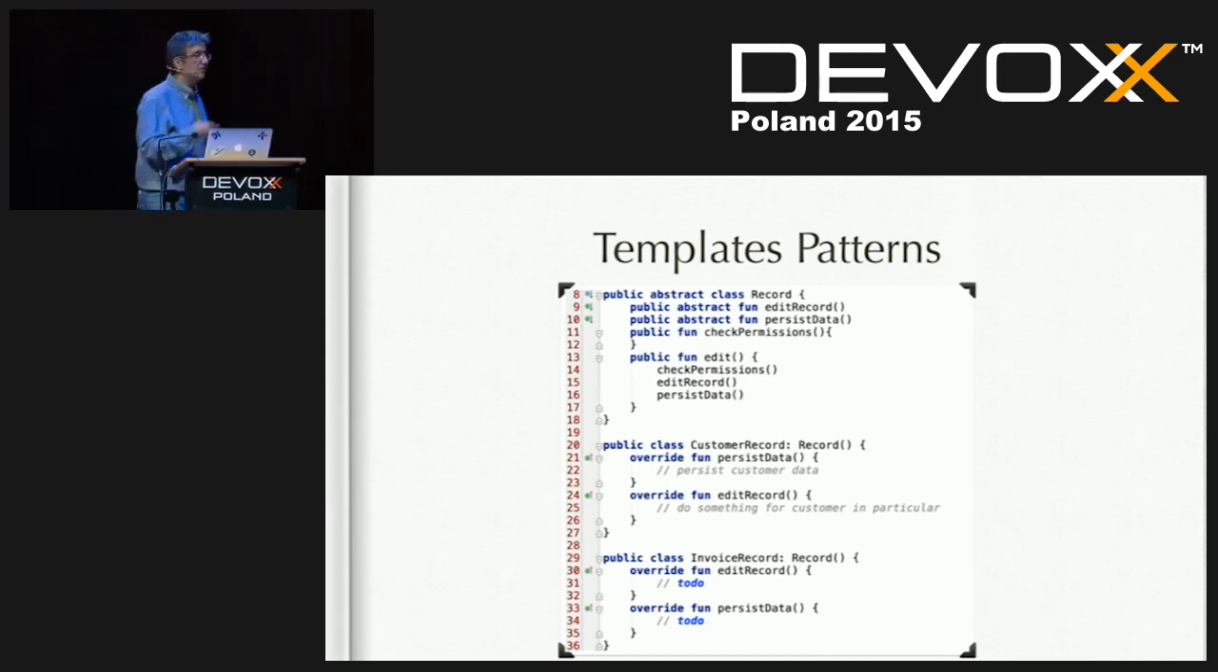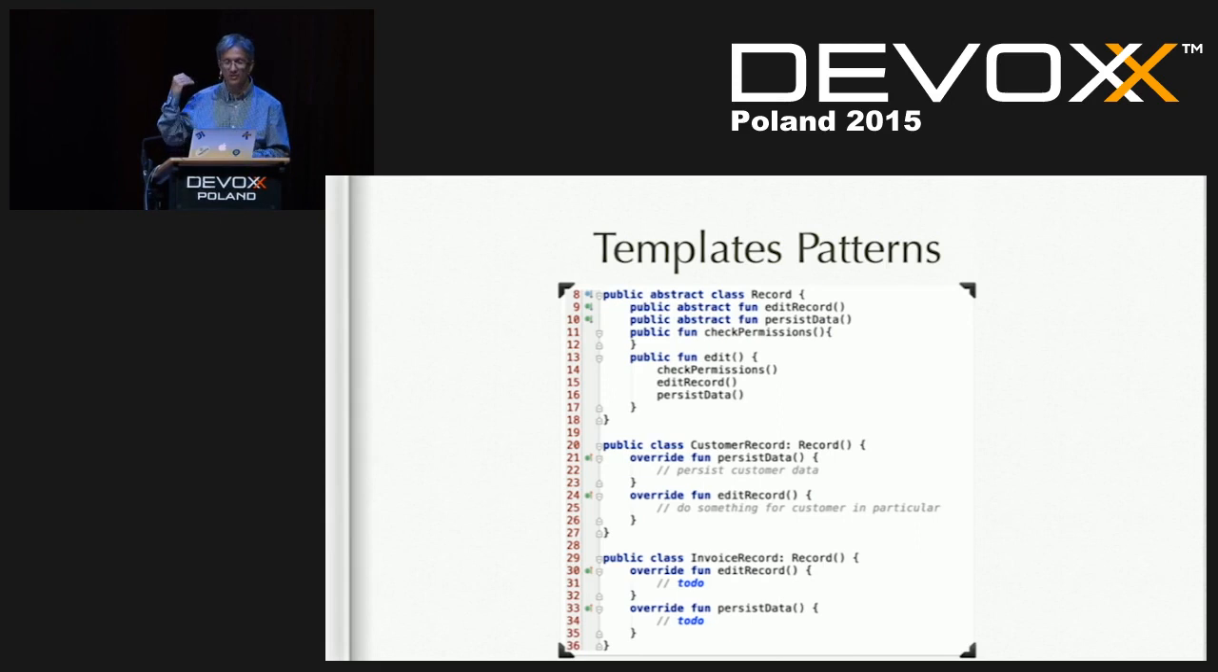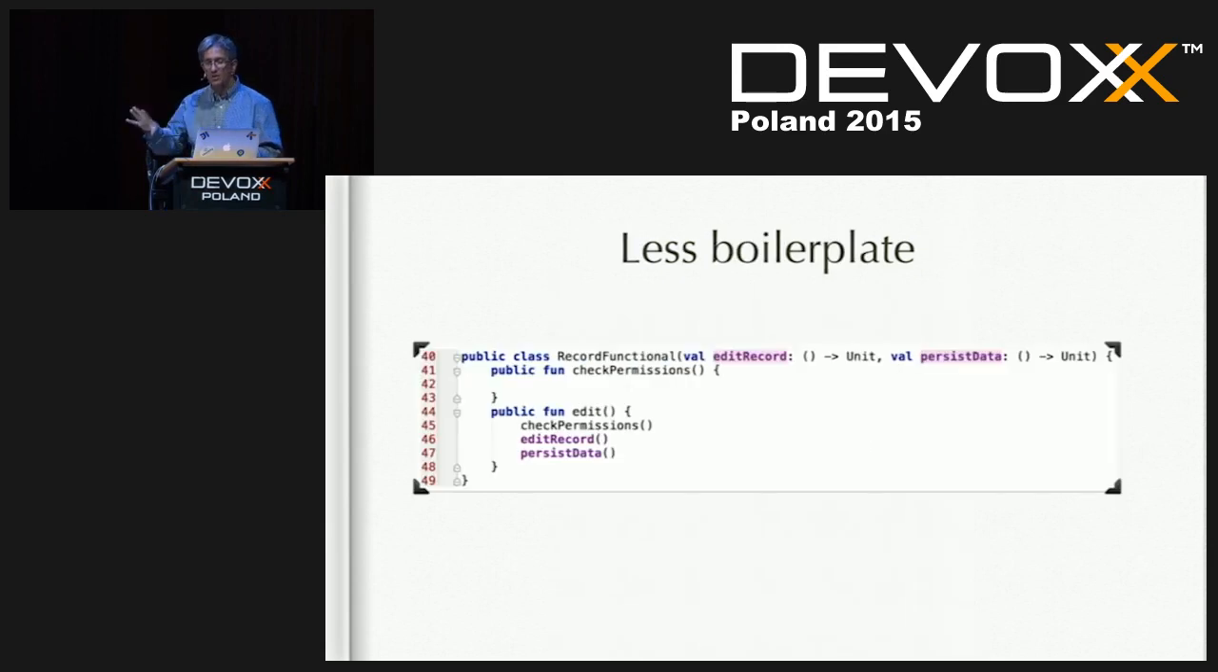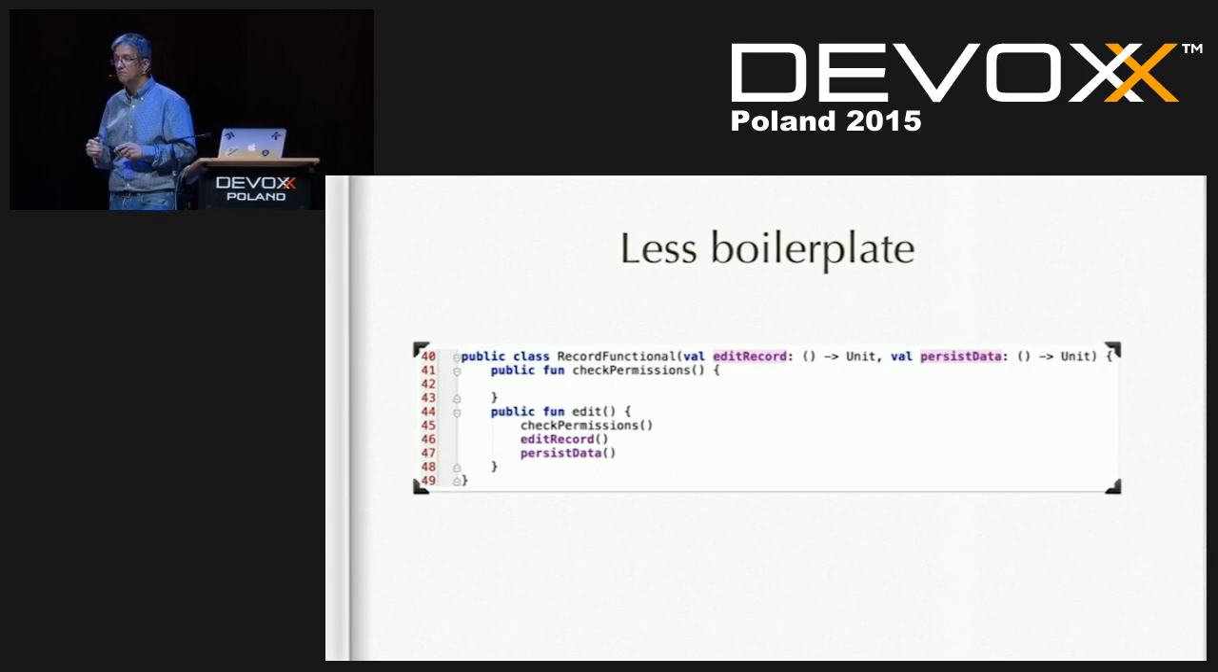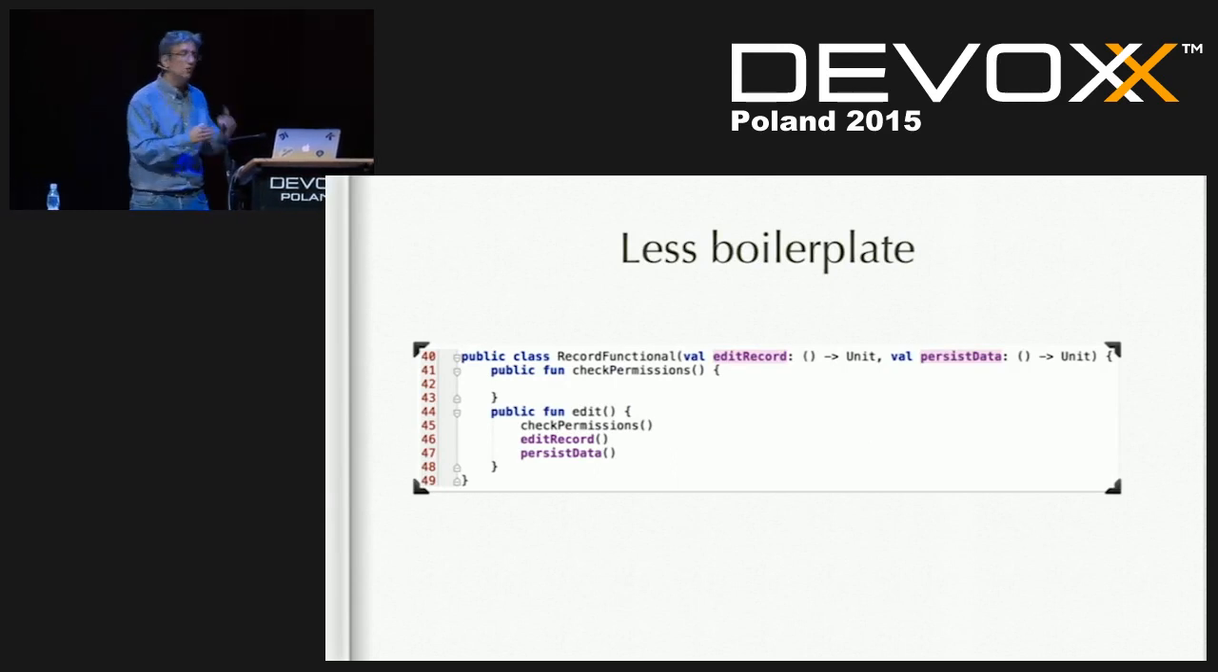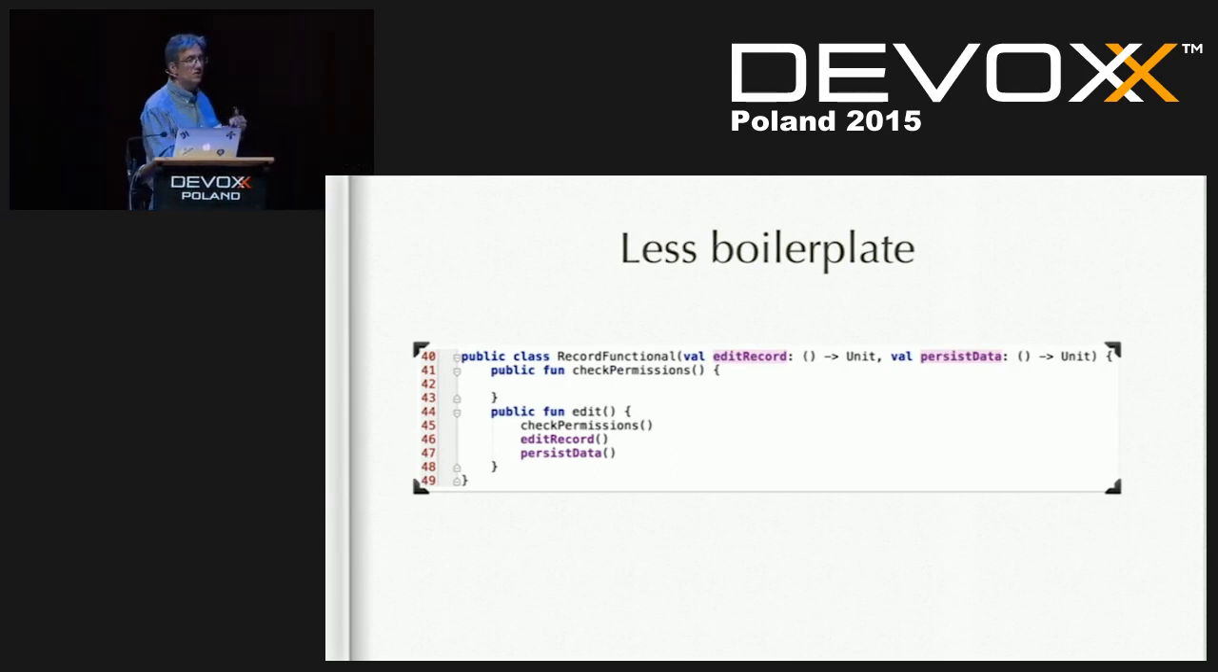So I go ahead and I create an abstract class called record, and then I create a customer record, and then an invoice record, and for every type I create a new record, just to change what? The behavior of two functions. So how about I take that code and write it like this, that passes in two functions? Why am I creating all of those extra classes, all of those things, just for the fact that all I'm doing basically is changing behavior? That's all I'm doing, nothing more.